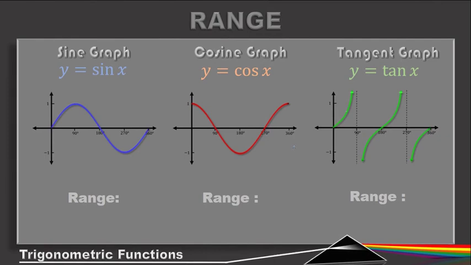And then for the range, that's our y values. For our basic sine graph, it only goes from -1 up to 1. And for the cosine graph, the same, from -1 up to 1. For the range of the tan graph, we see that it goes up to infinity and down to negative infinity. Therefore its range is just y is an element of the real numbers, so it's all the y values.